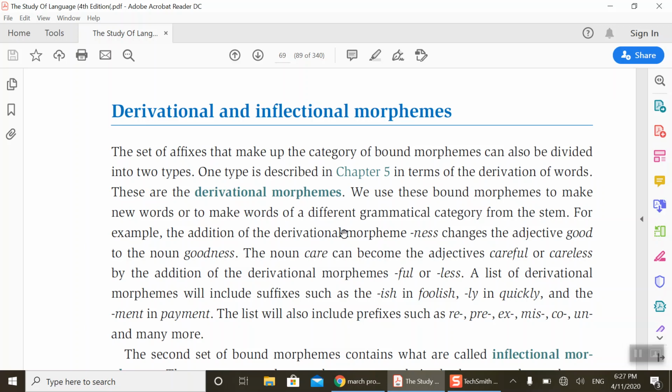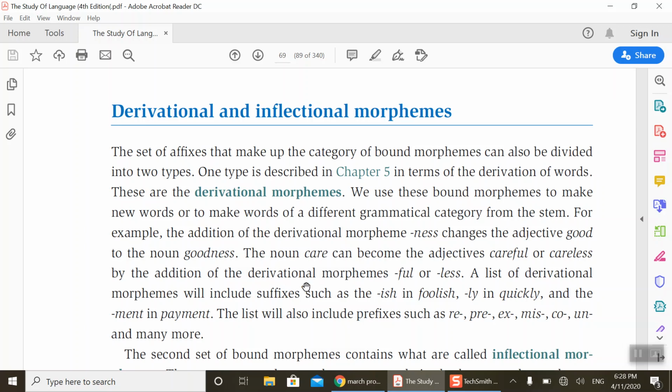For example, the addition of the derivational morpheme ness changes the adjective good to the noun goodness. They change the part of speech. This is the characteristic, you can write the note. So the derivational morpheme changes the class or part of speech, from noun to verb, from verb to adjective. For example, the adjective good, we can add ness to be goodness. The noun care can become adjectives like careful or careless by adding ful or less.